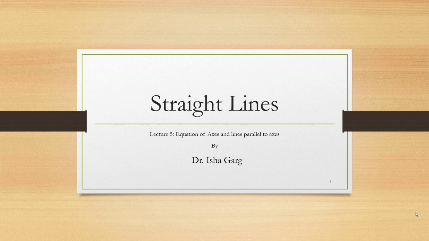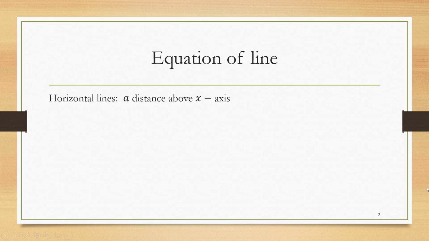So we are doing straight lines and now we are going to do how to find equation of axes and lines parallel to axes. So let's see. First of all, we start with equation of a line which is a distance a above x-axis and it is a horizontal line. That means it's parallel to x-axis.